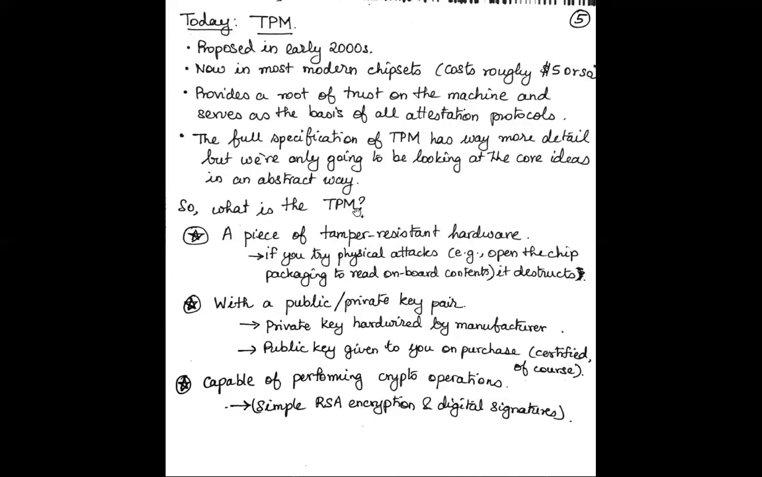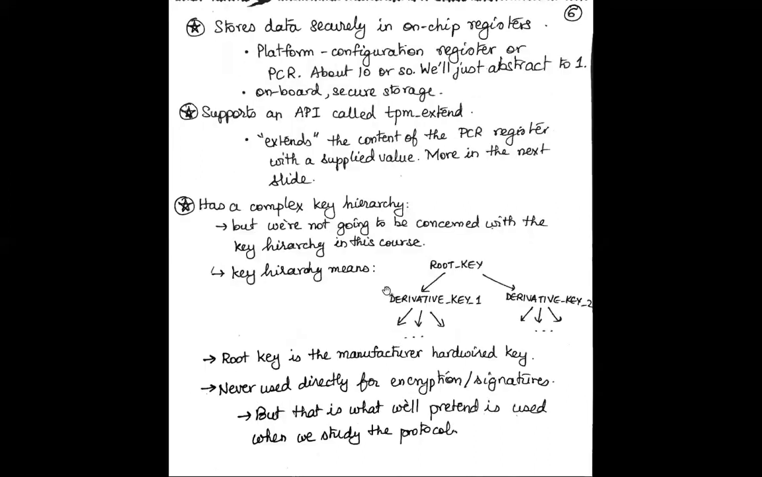So the TPM is not a full-fledged chip, but it is capable of performing some simple computations. In particular, it's capable of performing crypto operations, such as simple RSA encryption and digital signatures, using these keys, of course. Another feature of the TPM is that it's capable of storing a small amount of data securely in on-chip registers, on-board registers on the TPM itself.